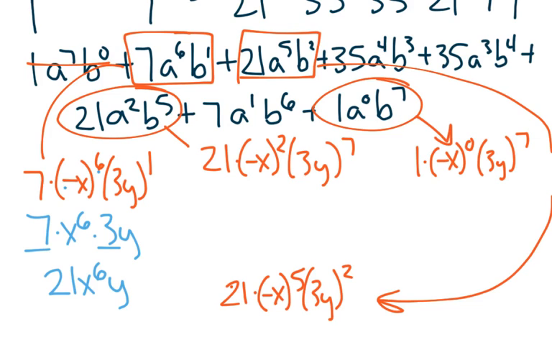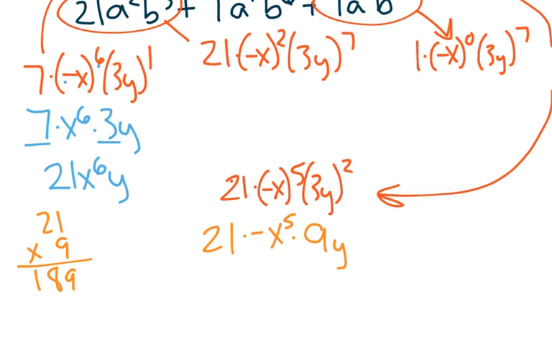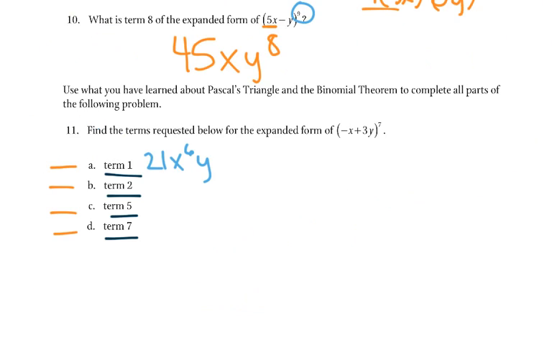Now, the second one down here, 3 squared would be 9y. Negative x to the 5th would be negative x to the 5th times 21. So 21 times 9 would be 189. So negative 189 x to the 5th y, forgot to square the y squared. So negative 189 x to the 5th y squared.